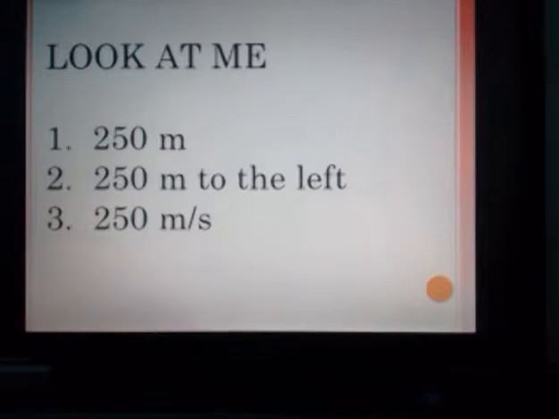Number 1, 250 meters is a distance. Number 2, 250 meters to the left is a displacement. And number 3, 250 meters per second is speed.